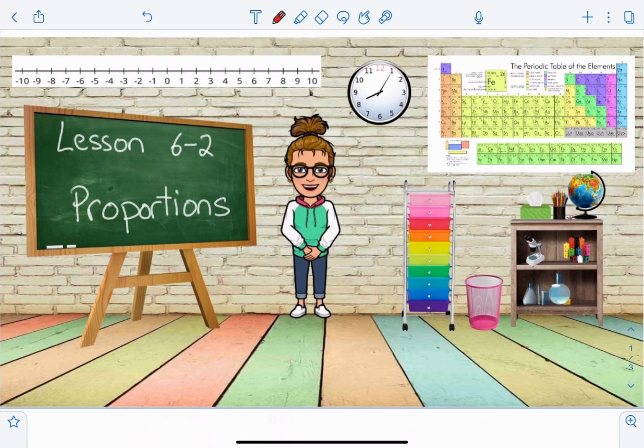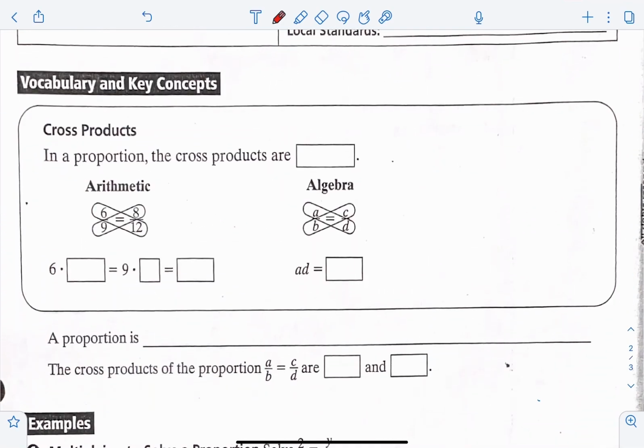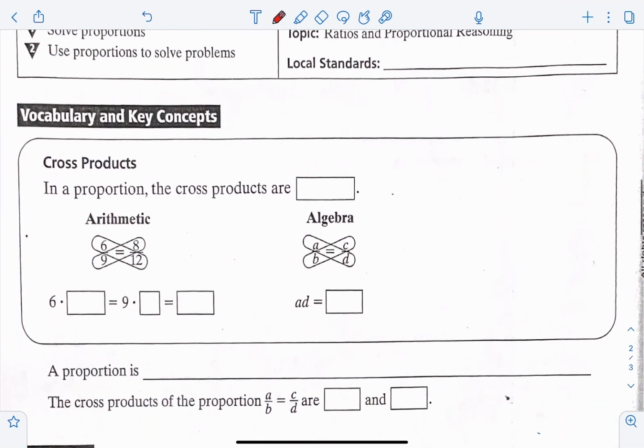For this video, we will be doing lesson 6-2, where we look at proportions. So a term that's going to come up a lot is going to be cross products. And what that means is that we're going to be multiplying in a crisscross pattern.